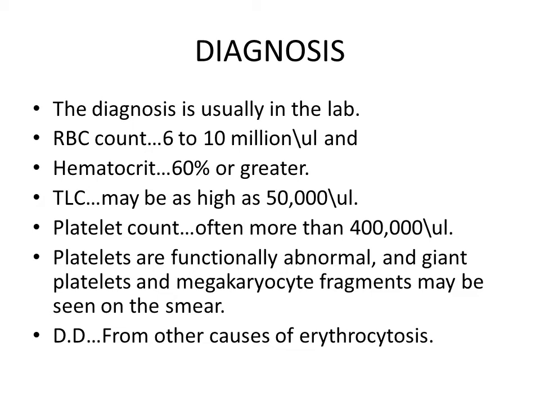That means plasma is less as compared to the red cells. TLC may be as high as 50,000 per microliter. Platelet count is usually more than 400,000, which is the upper normal count, so platelet count may be above normal. Platelets are functionally abnormal, and giant platelets and megakaryocyte fragments may be seen on the peripheral smear. What is a giant platelet? Platelets are much larger in size, almost approaching the size of a red cell. These are giant platelets.